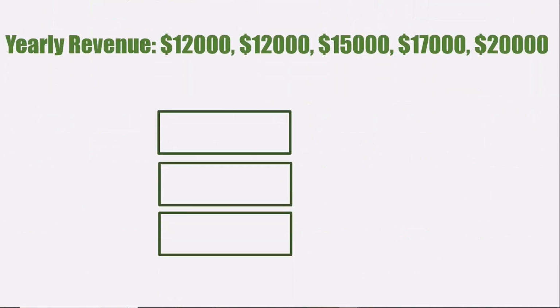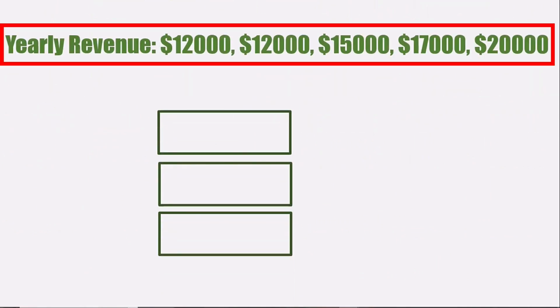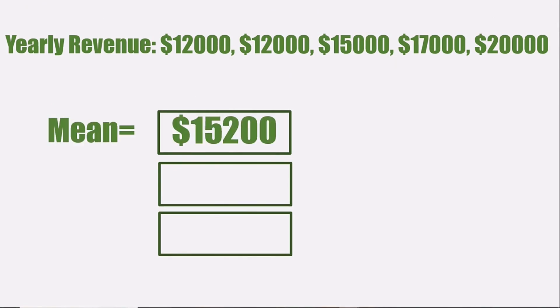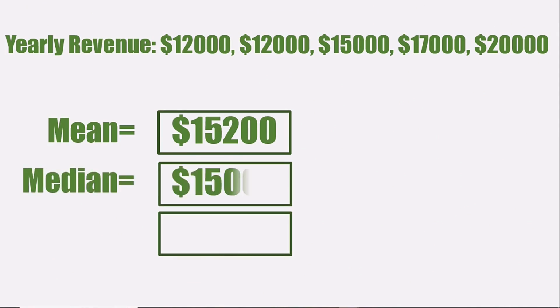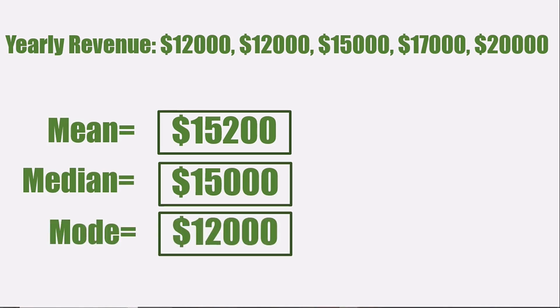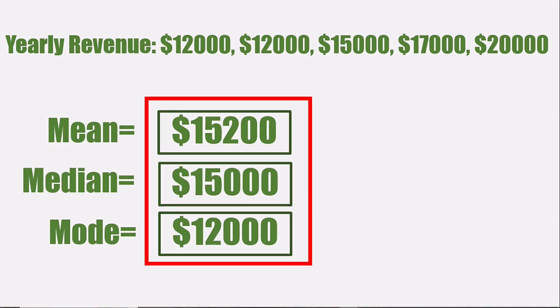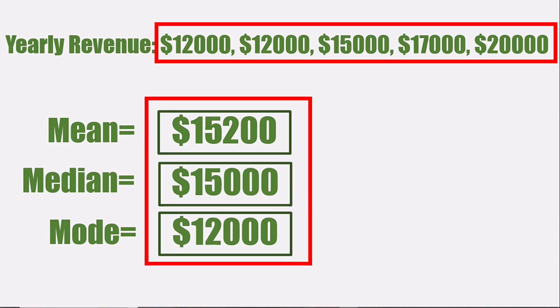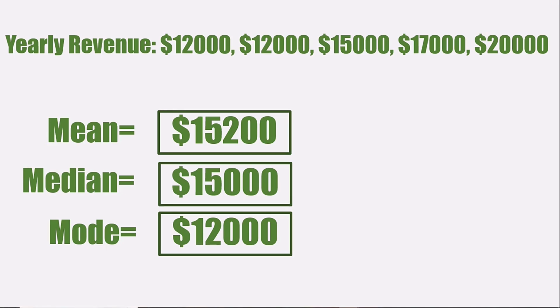Now, before we go to the summary, let's see this example here. Assuming you collected the yearly revenue, maybe for supermarkets in your area. Then you calculate the mean. The mean is $15,200. Again, you calculate the median, and the median is $15,000. And then you calculate the mode, and the mode is $12,000. Now, all those values represent that data set, but the values are different. Which one should you now use as a data analyst?